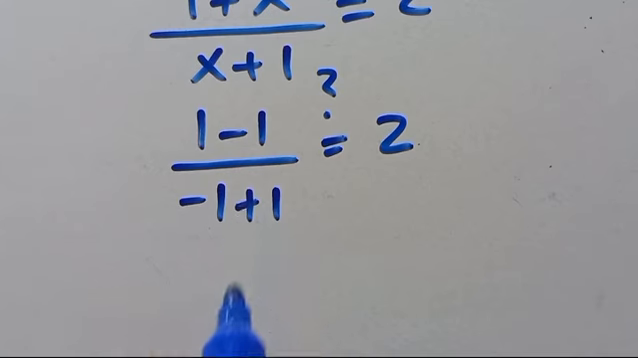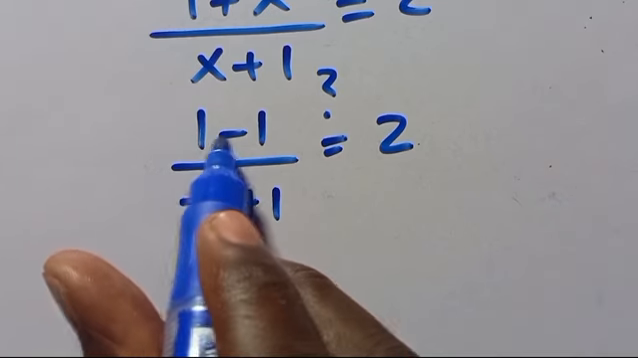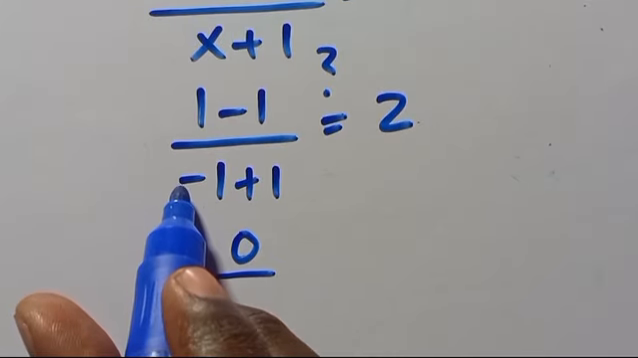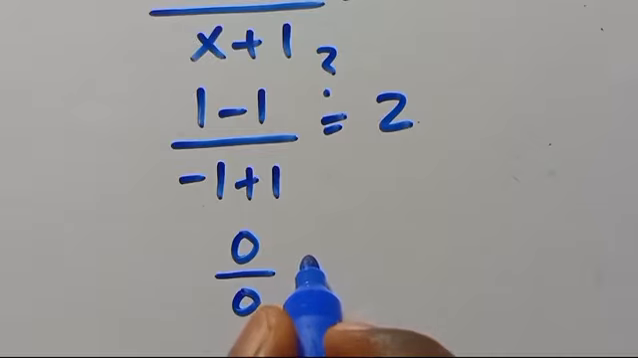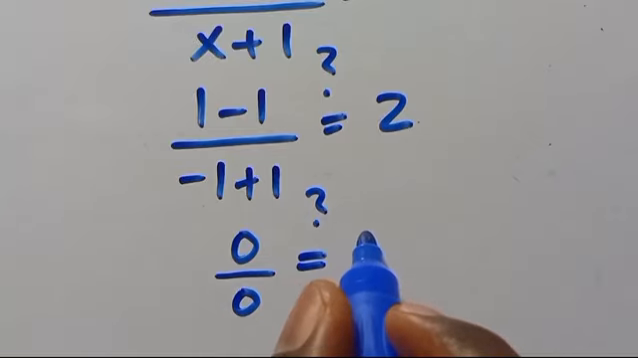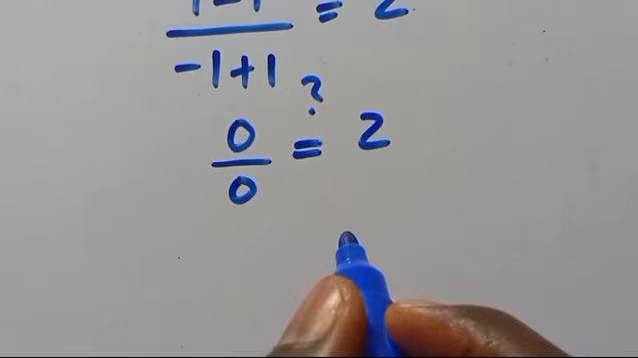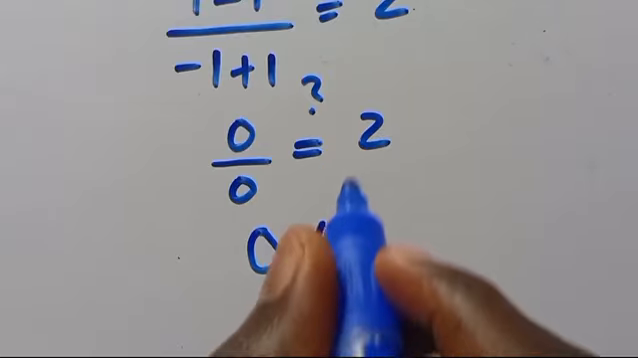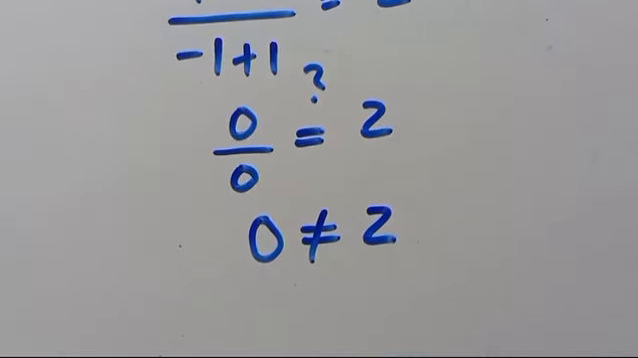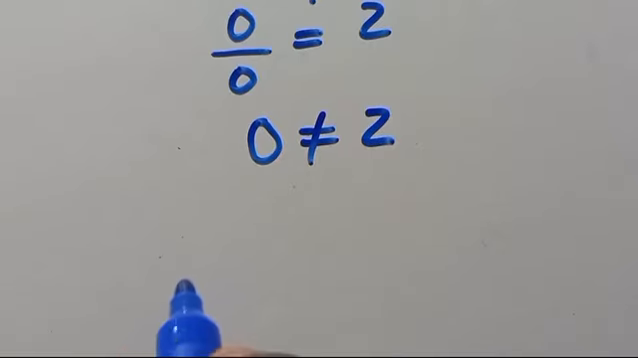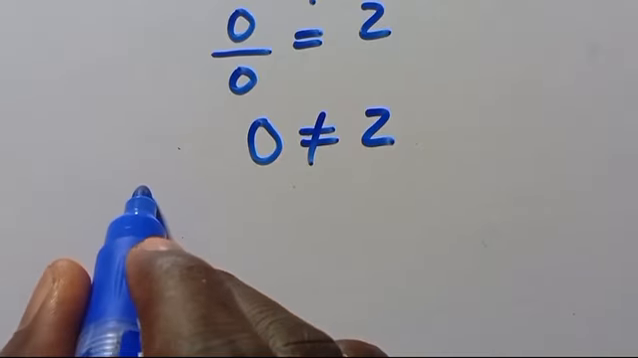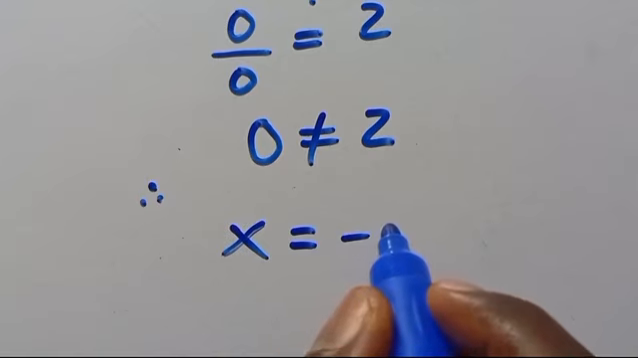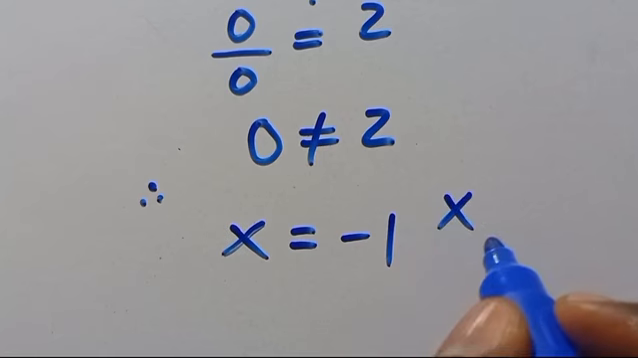So from here we have 1 minus 1 will give us 0, over minus 1 plus 1 will give us 0, and does this equal 2? 0 over 0 will give us 0, so 0 does not equal 2. So from this side we can conclude finally that x equals minus 1 does not satisfy it.